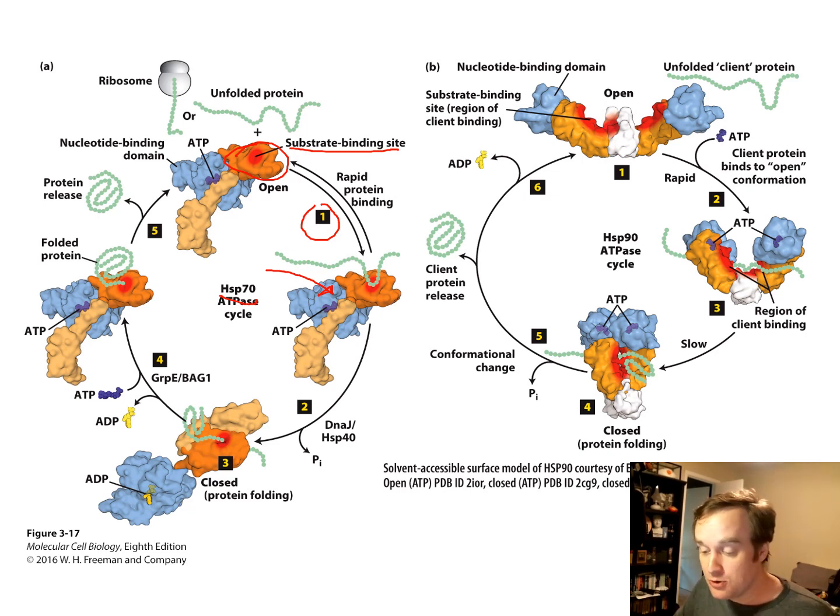In step 2, these co-chaperone accessory proteins, DNAJ and heat shock protein 40, with the addition of energy provided by that ATP, cause a conformational change in the substrate binding domain that locks the unfolded protein in place. As you can see in this representation, now the orange substrate binding domain is wrapped around that amino acid sequence and has locked it into place.